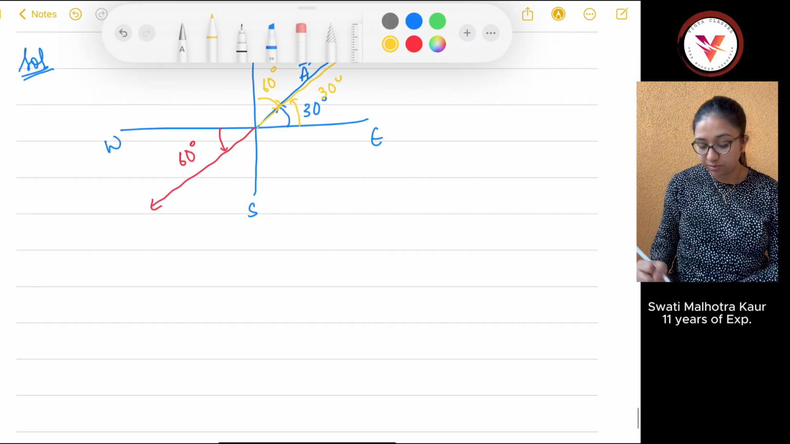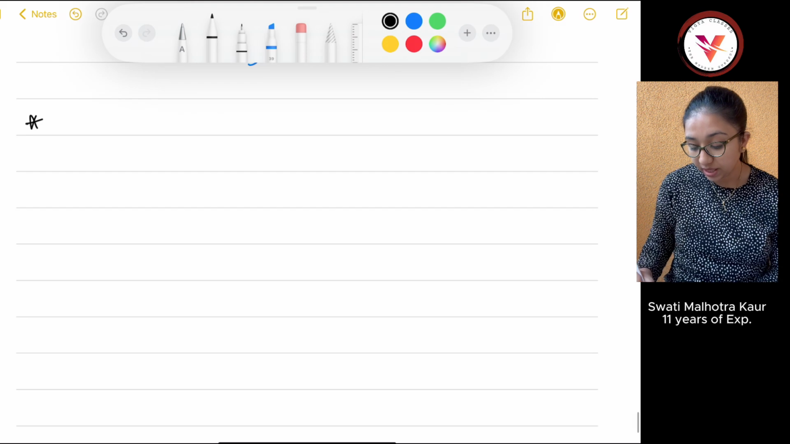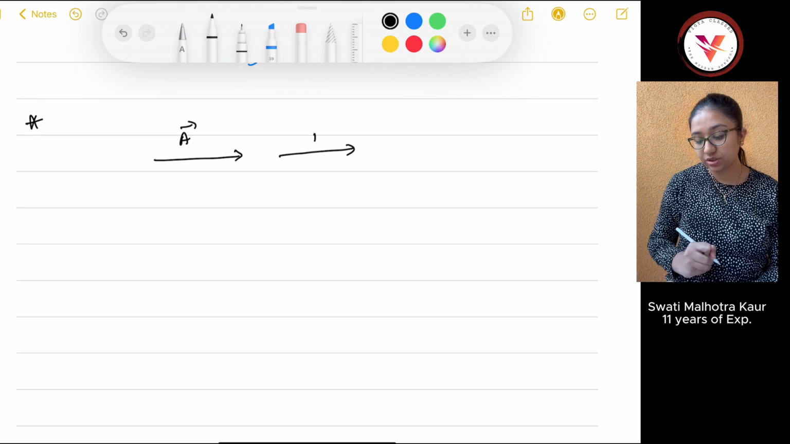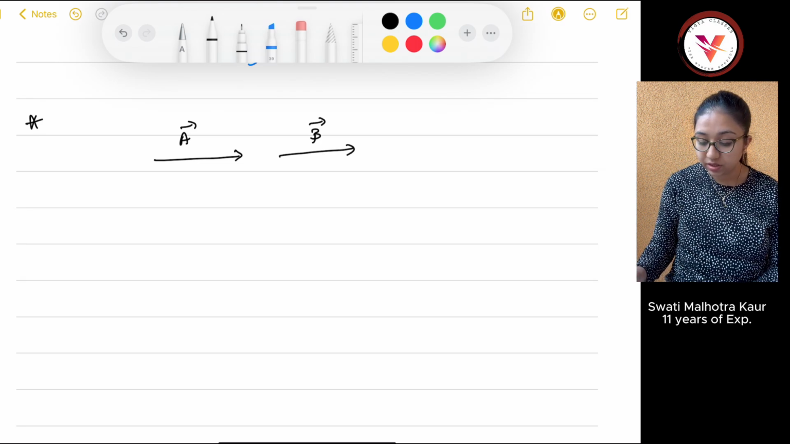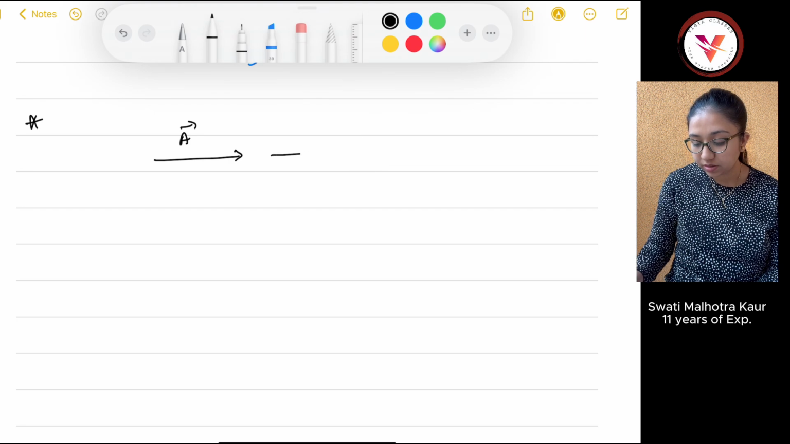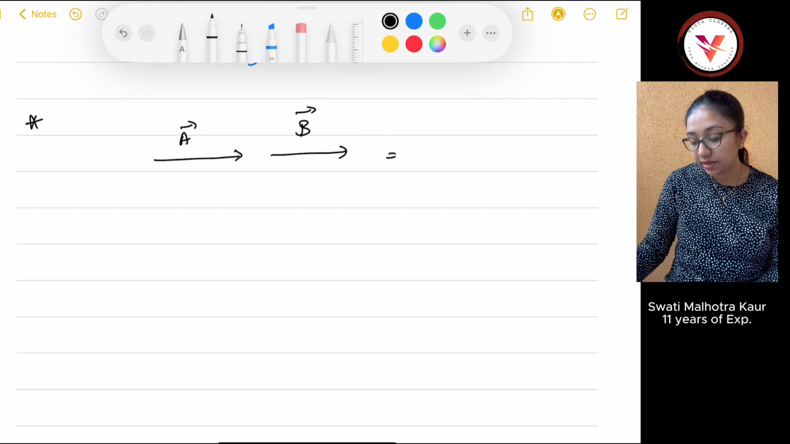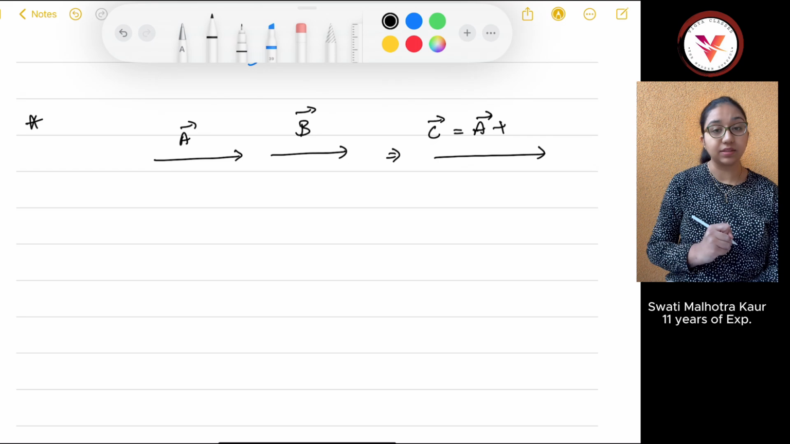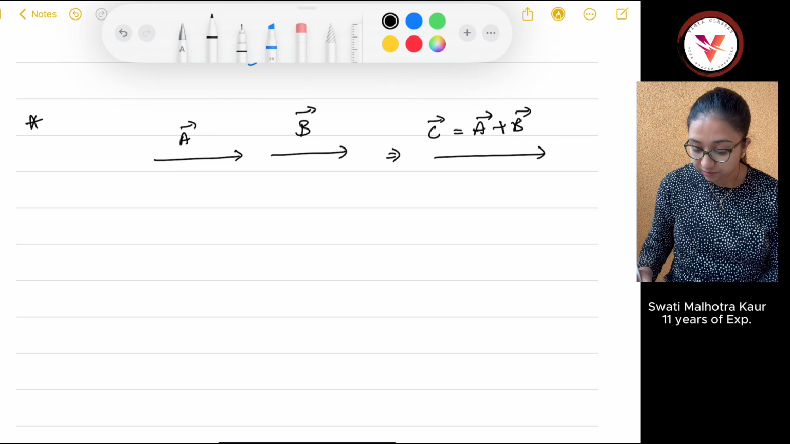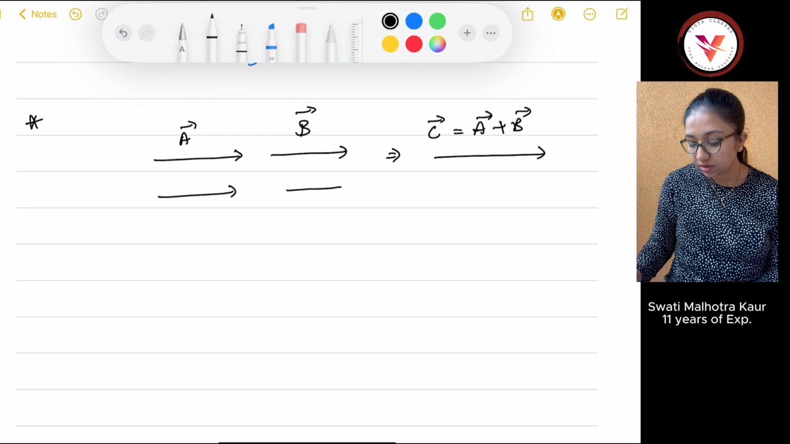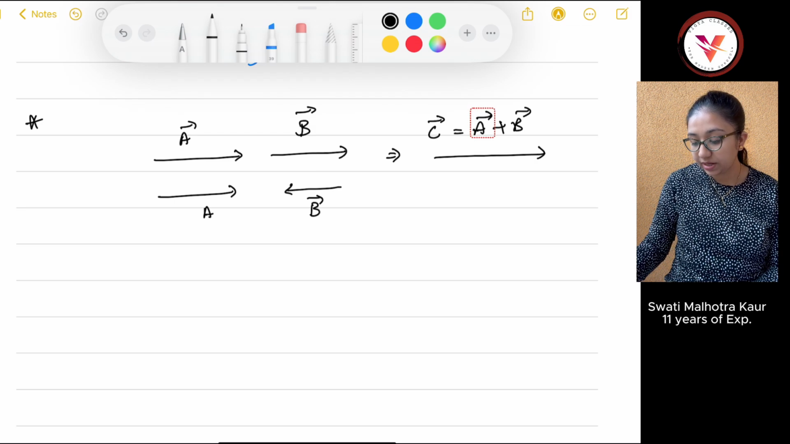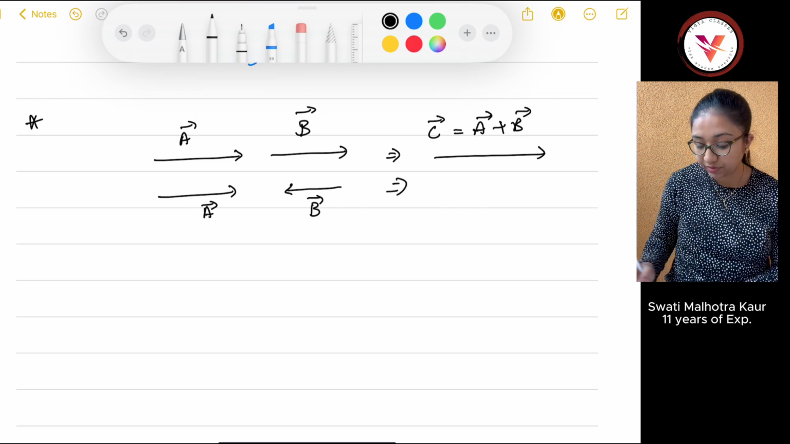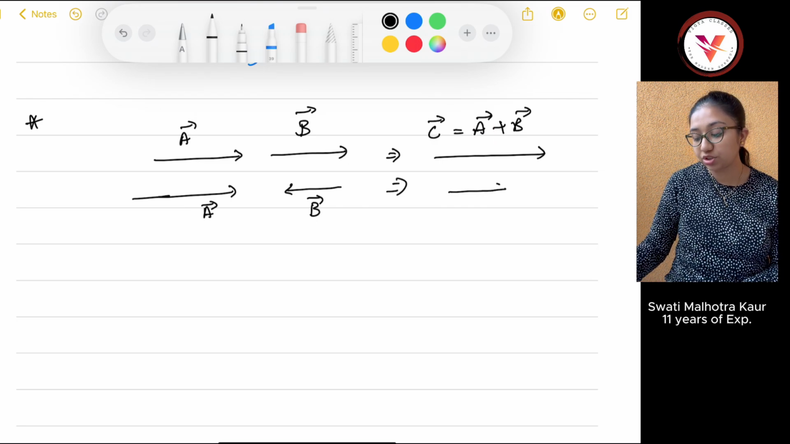Okay, the next important thing is, suppose the two vectors A vector and B vector are in the same direction. So where would your resultant vector be? Obviously in the same direction of A and B, like this. And if one is here and the other comes there, then you have to simply subtract, and the resultant would be in the direction of the larger magnitude. If A is bigger, then C would be in the direction of A, because A has larger magnitude.